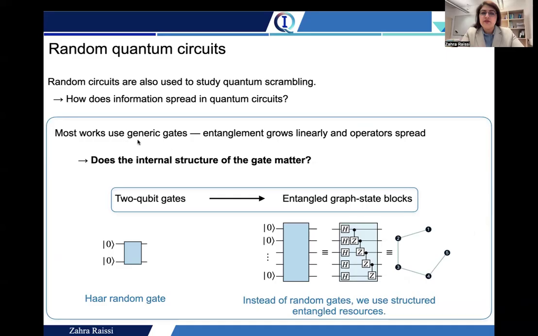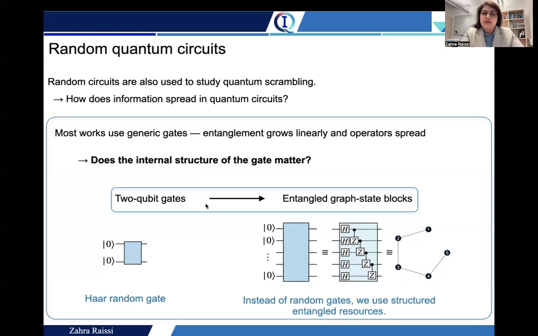The majority of work uses generic gates to study entanglement growth, which we know grows linearly until it gets saturated, and also to study operator spread. In our paper, however, we have one central question. Does the internal structure of the gate matter?